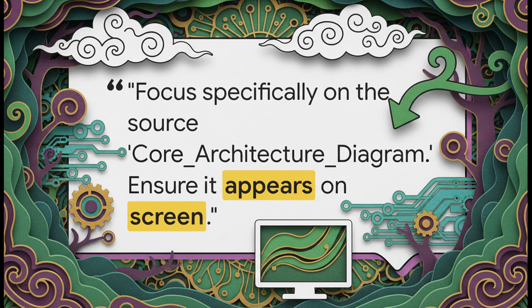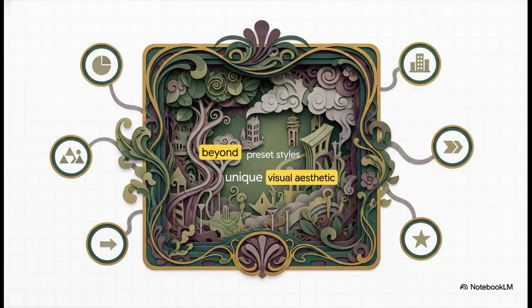See, you're not just hoping the AI notices your diagram, you're telling it point blank, when we talk about technical specs, you will show this specific image. It's direct, it's clear, and you know what? It works every time.